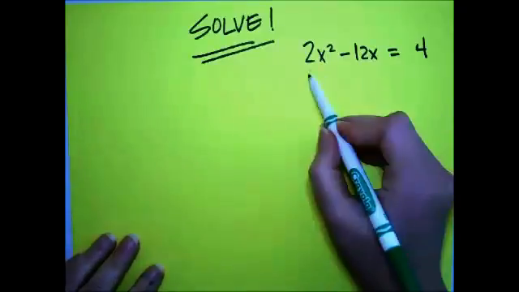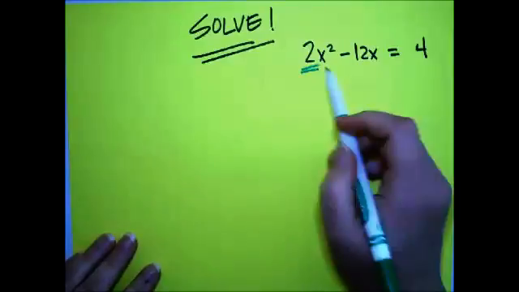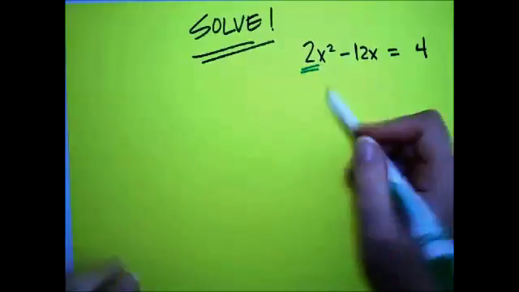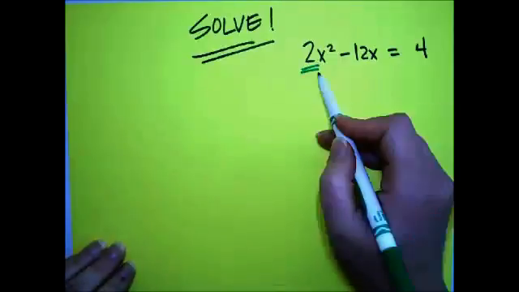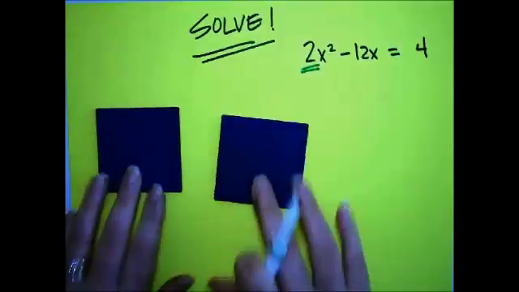I'll give you a hint. There is a 2 here. Usually we've been dealing with 1x squared, where the 1 we didn't even have to write because it was understood. Here there's a 2x squared. So let's get out the tiles and see what sense we can make of that.